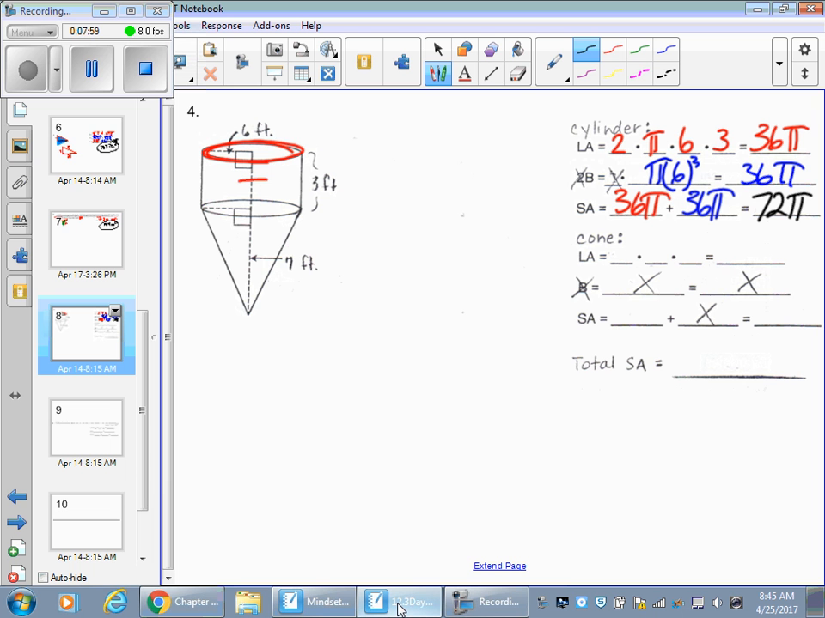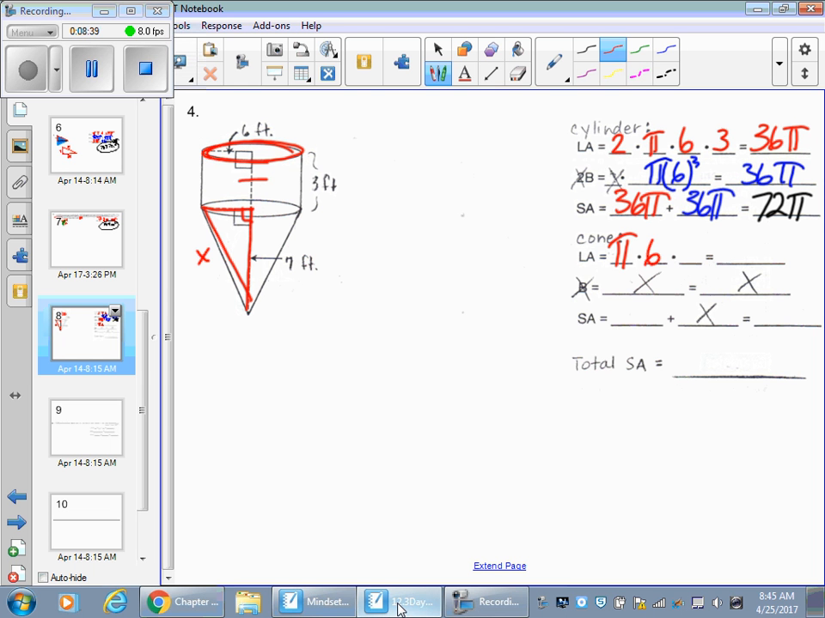All right, now I have to do the cone. Now look at the cone. Again, we don't see this part of the cone. That's not part of the surface area, so we're not going to do that. We're just going to do the lateral area around the cone. So the lateral area around the cone is pi times the radius, which is 6, times the slant height. Okay, shoot. We need the slant height. We don't have it.